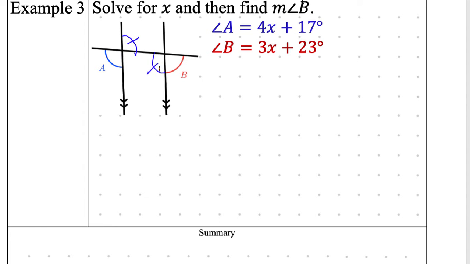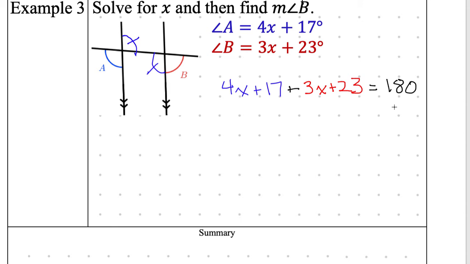So that means that this angle, which is A, and this angle B add up to 180 degrees. That means these two add up to 180 degrees. The way that we say that in algebra is we write it all out. We say that 4x plus 17, that one angle, plus the other angle, which is in red, 3x plus 23. Those two angles add up to 180 degrees.